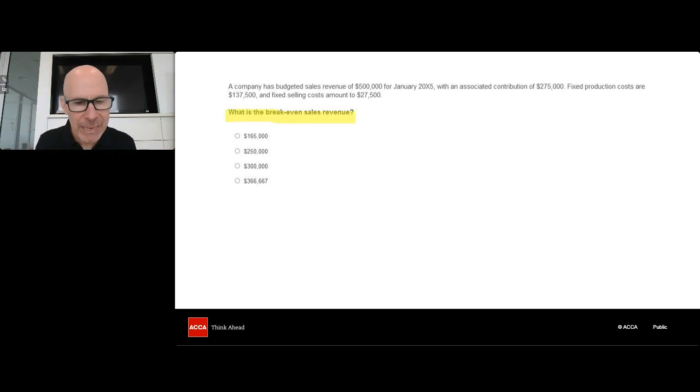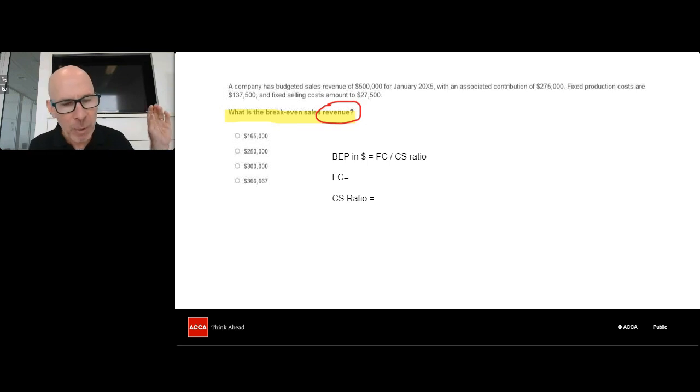So we read the requirement, and then we are reading very carefully. It's not units, it's revenue. You gotta read very carefully, and we write the formula down. And we gotta find fixed costs and the CS ratio. So we make a shopping list. And then we can get the break-even point.